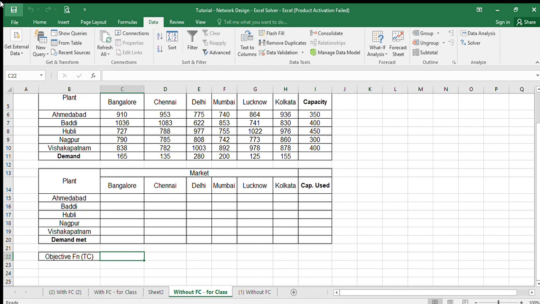So these empty cells are nothing but your Xij, the decision variable. Individually we are multiplying Xij with its respective Cij. Suppose this Xij is between Ahmedabad and Bangalore, it is multiplied with the Cij corresponding to Ahmedabad and Bangalore. Likewise, you multiply all the cells. This is an array of 5 by 6, and here also you have 5 by 6.